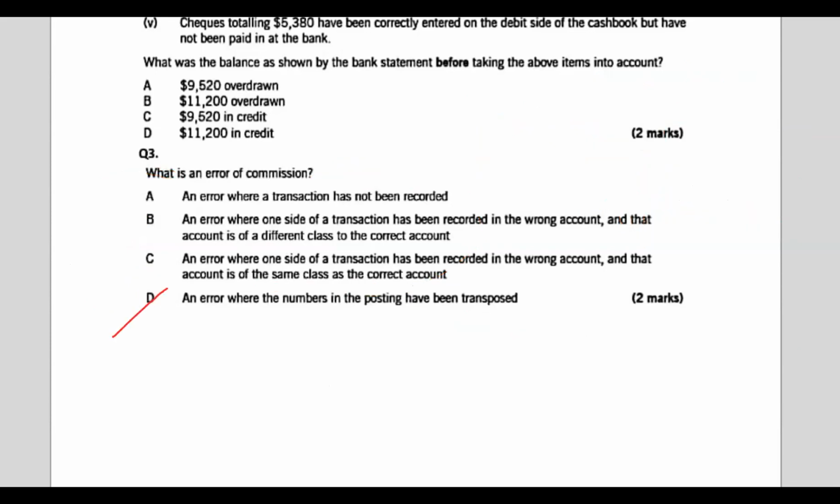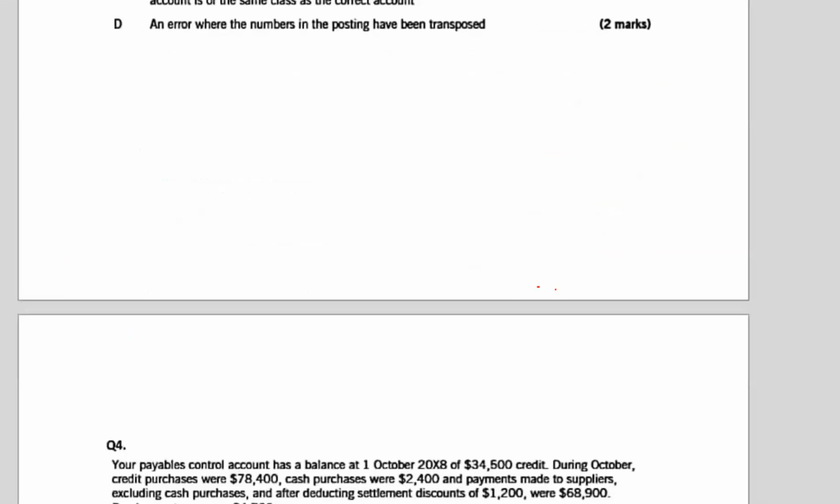Why isn't D the answer? It's very important that we discuss. We're just discussing and revising at the same time. Why isn't D the answer? Because it's an error of transposition. This one is an error of what? Transposition. Yeah, the error of transposition.